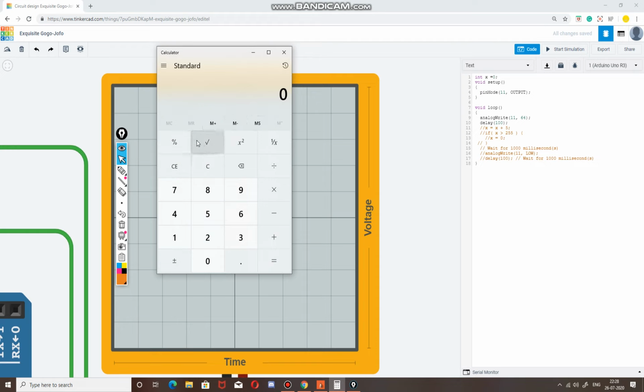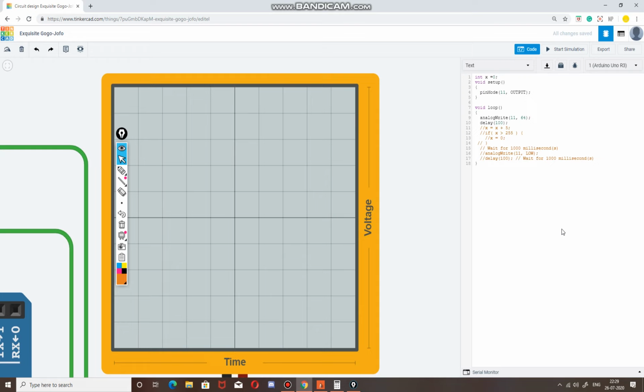Now what you'll see here, all right, so 255 divided by 2. So this is 50% duty cycle. We'll just round it off to 128. Okay, so here we'll round it off to 128, and you'll immediately see the change in the oscilloscope.